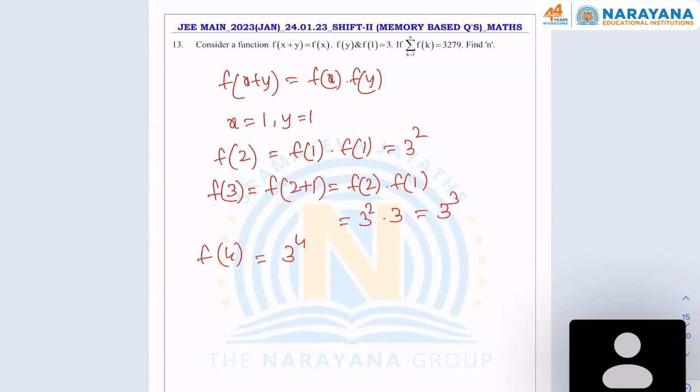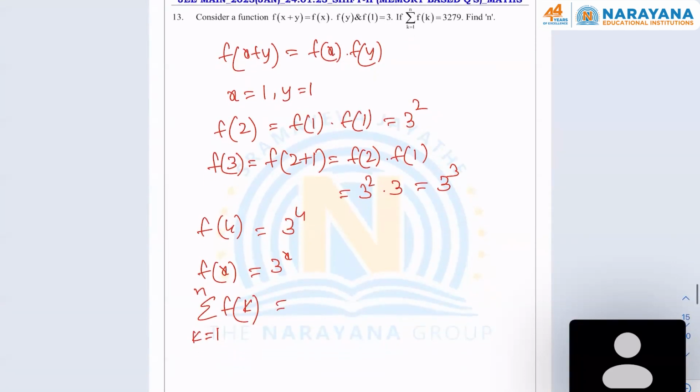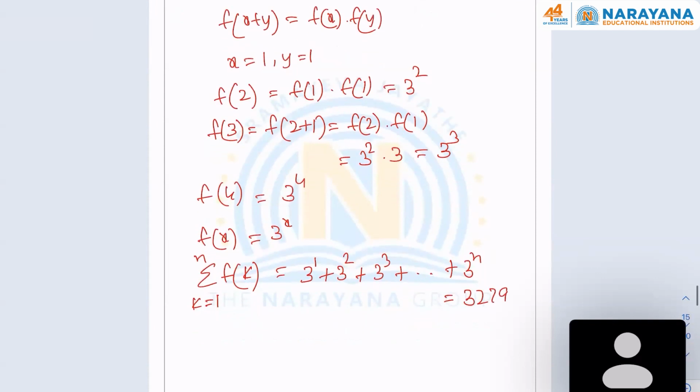So we can tell that f of x will be equal to 3 power x. And they're asking the sigma k is equal to 1 to n f of k. That means f of 1, f of 2, f of 3 up to f of n. That means 3 power 1, 3 square, 3 cube up to 3 power n. Its value is equal to 3279 and we have to find the value of n.